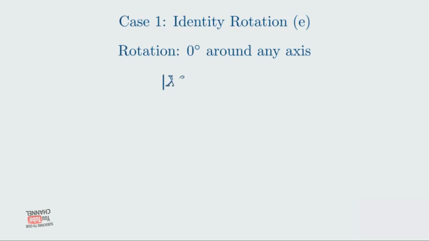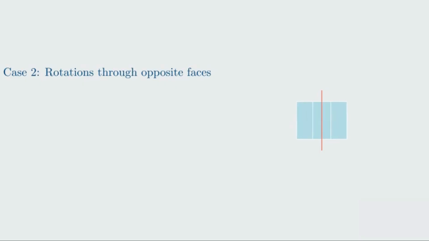Therefore, the number of colorings fixed by the identity is simply the total number of colorings, which is 3 to the 6th, or 729. Our next category involves rotating around an axis that passes through the centers of 2 opposite faces. There are 3 such pairs of faces, giving us 3 axes of this type. For each of these axes, we can perform a 90-degree rotation. This swaps the 4 faces around the axis.